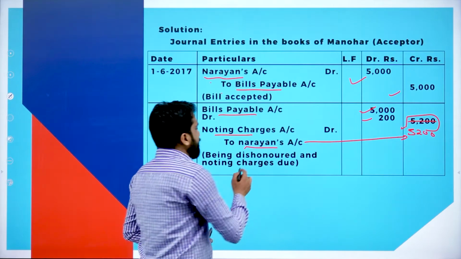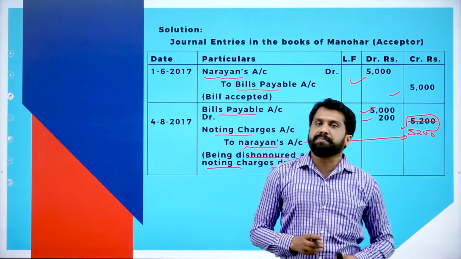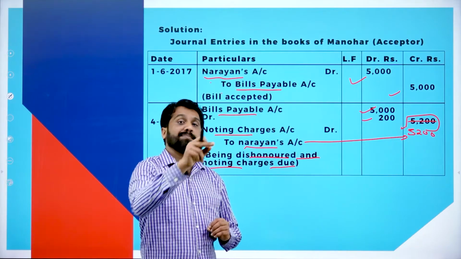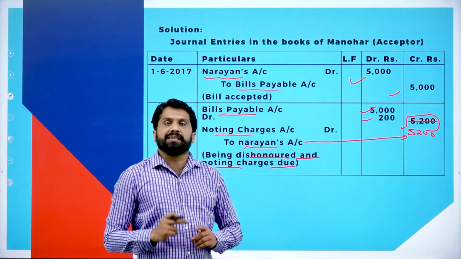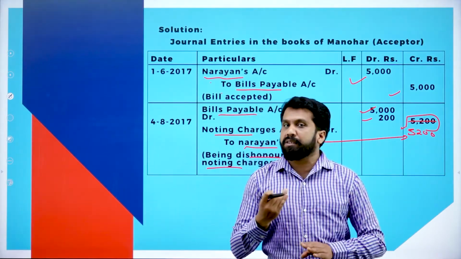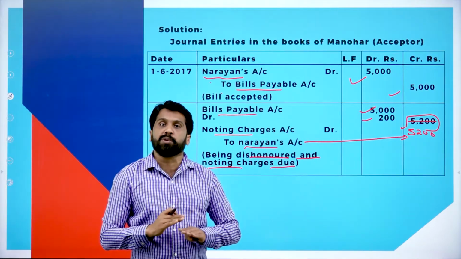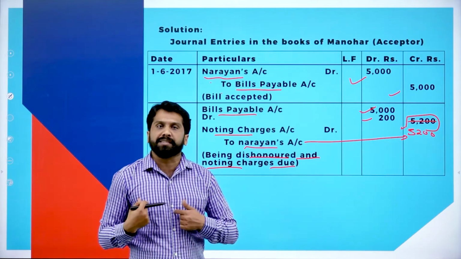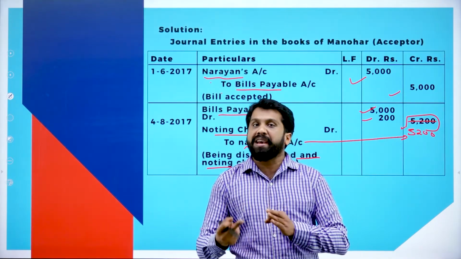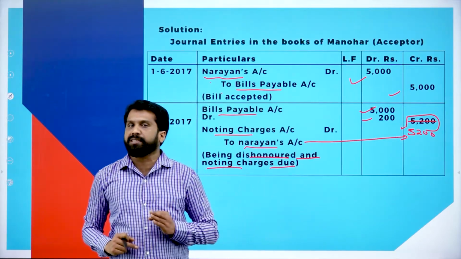So, narration: being dishonored and noting charges due. What happens is, if the cheque bounced, whose mistake is this? Seller's or buyer's? Yes, buyer's mistake. The buyer promised that you take this cheque, after 2 months you go to the bank, you will get money. But after 2 months, if I go to the bank, the people say there is no money in the buyer's account. Then whose mistake is it? Mine or the buyer's? Yes, it is the buyer's mistake. But who paid the charges? Seller paid. Seller himself paid the charges.